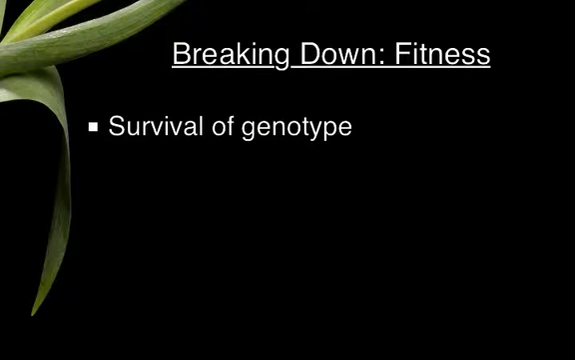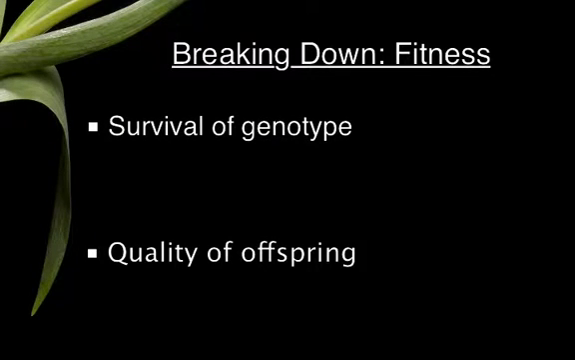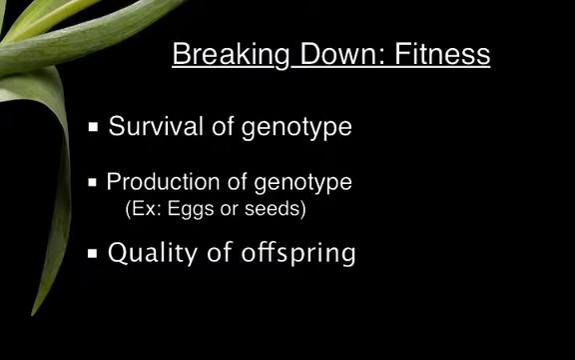To break down fitness, we can think of it in terms of the survival of the genotype and the quality of offspring. The survival of genotype includes the production of genotype, which can be contained in the eggs or seeds of the organism. Research in the quality of offspring in Arabidopsis is limited and won't be discussed.